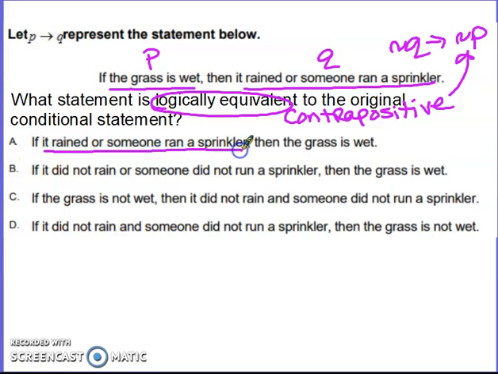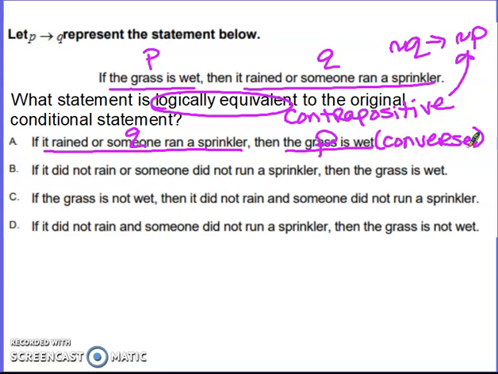So first I have, if it rained or someone ran a sprinkler, well, that's Q, the grass is wet, that's P. This is actually not your contrapositive. This is your converse. And the converse is not logically equivalent to the original. It's logically equivalent to the inverse.